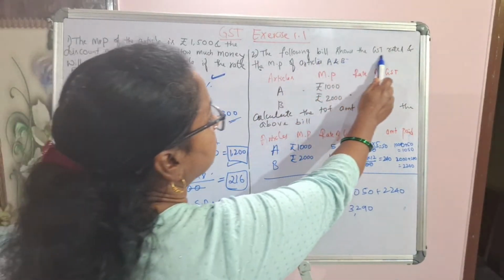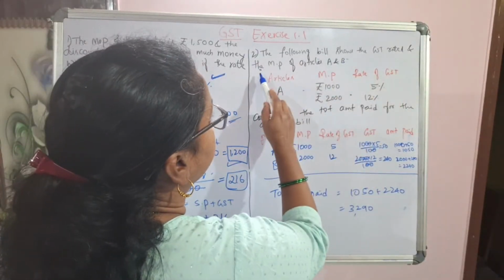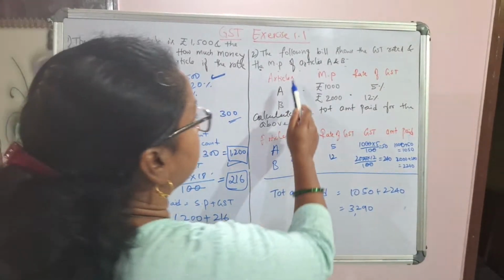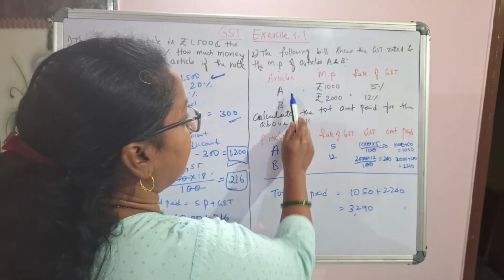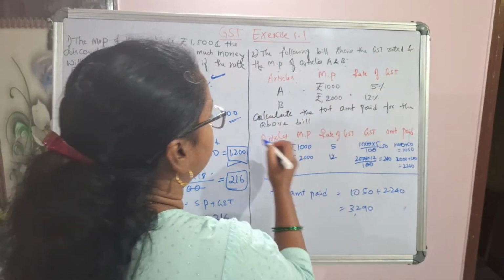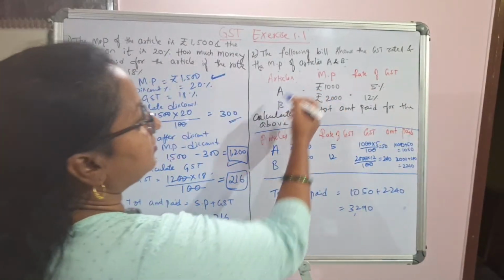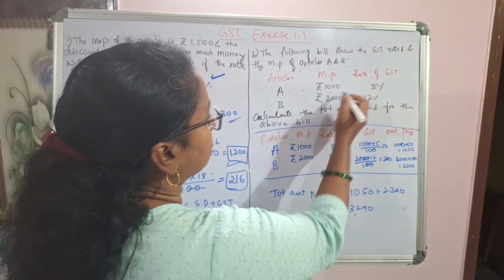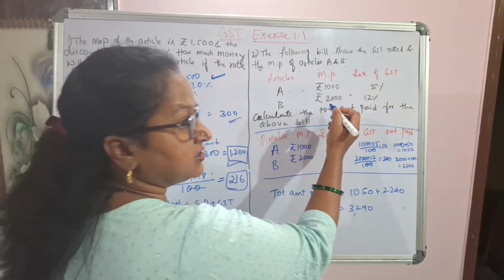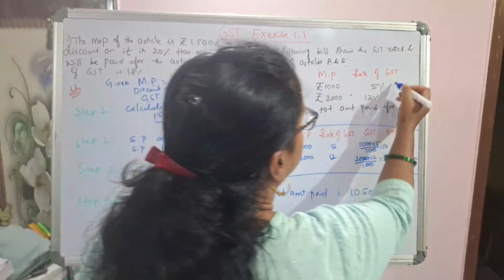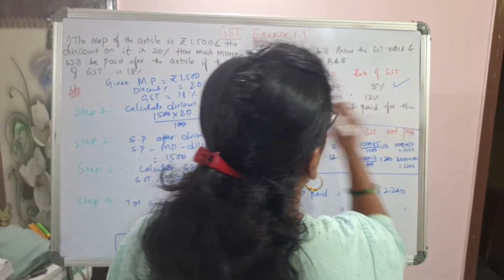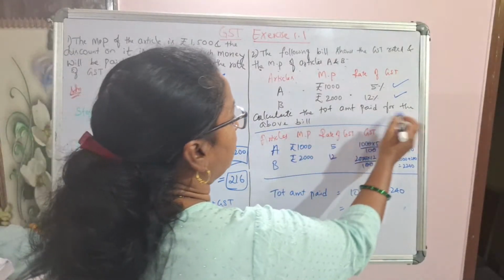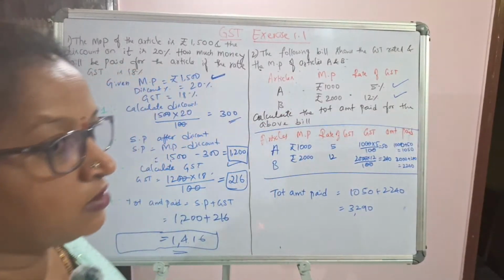The following bill shows the GST rate and the market price of the articles A and B. This is the question part. They have given the market price of two articles, that is for article A, the market price is 1000 rupees, and for article B, the market price is 2000. And the rate of GST is 5% for article A and 12% for article B. So calculate the total amount paid for the above bill.